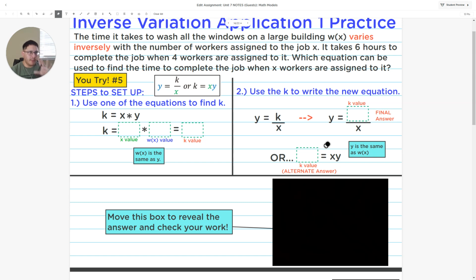So I would like for y'all to pause this video and try this problem on your own. You can move the box right here if you're on ClassKick to see if you're doing everything correctly. So go ahead and pause the video and try this on your own. Otherwise, I'm going to continue on and show y'all how to do this.